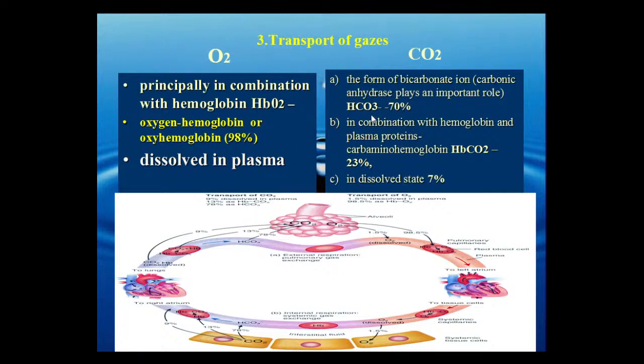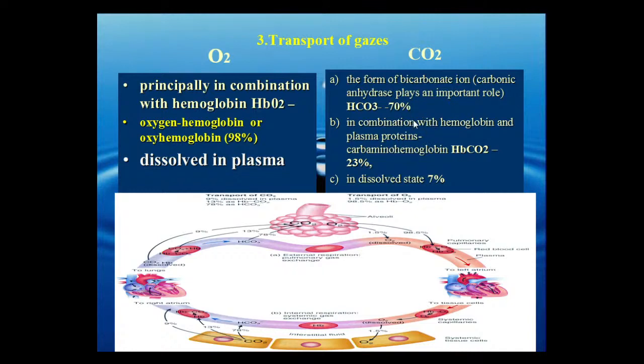Concerning carbon dioxide, we have more forms of transportation, and the most part you can see here, it's 70%. 70% of carbon dioxide is transported in a form of bicarbonate ion, and a very important role in creation of this form, bicarbonate salts, play carbonic anhydrase, such enzyme.